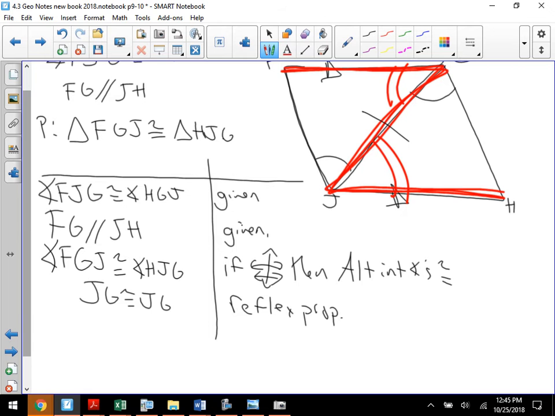And again, you've got two angles and a side. In this case, where's the side? In between. This is your angle, side, angle.